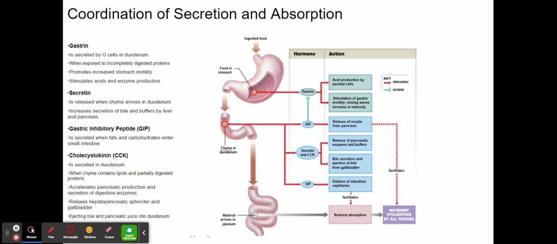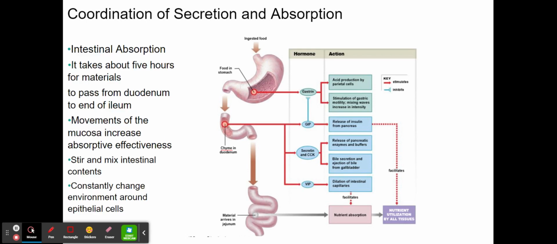For slides 7 and 8, this just highlights the functional interactions among gastrin, GIP, secretin, CCK, and VIP, and they're diagrammed here. On average, it takes about 5 hours for materials to pass from the duodenum to the end of the ileum. The first of the materials to enter the duodenum after you eat breakfast may leave the small intestine at lunchtime.